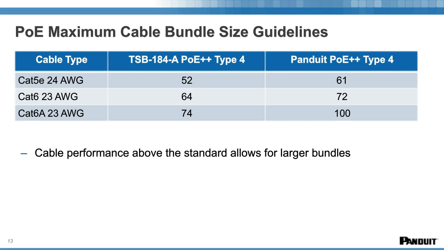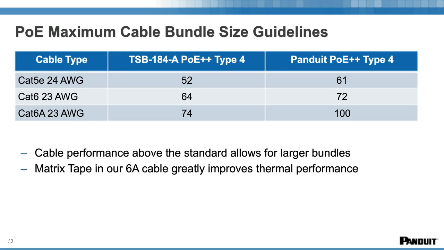On the right-hand side, you'll see Panduit's values listed for PoE++ maximum bundle counts. And just like when we were talking about electrical performance above the standard, there are some vendor-specific capabilities of offering up additional performance and how it can allow larger bundle counts. Of particular note, on Category 6A, where we use our matrix tape to improve our alien crosstalk performance, it also helps substantially improve the thermal performance of the cable and allows significantly larger bundle counts. So again, performance above the standard is possible and does allow additional flexibility.